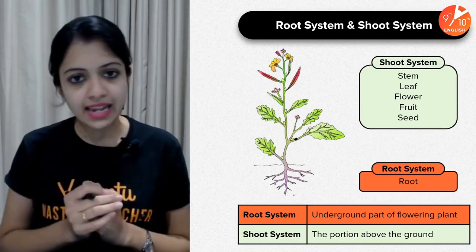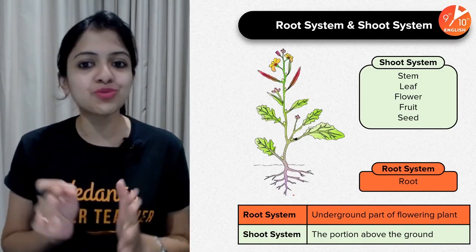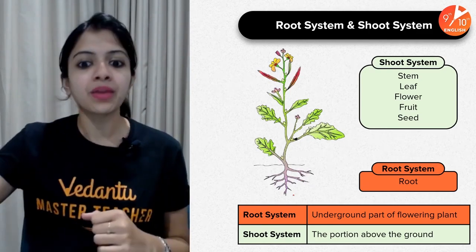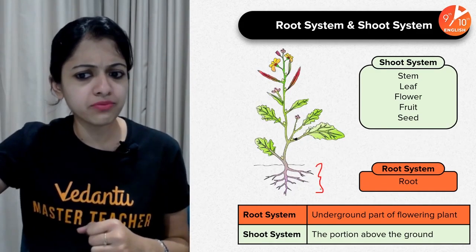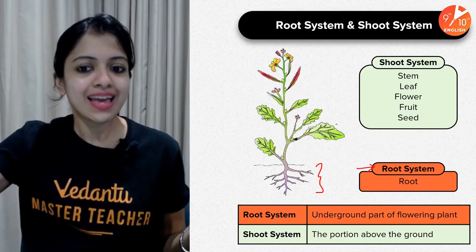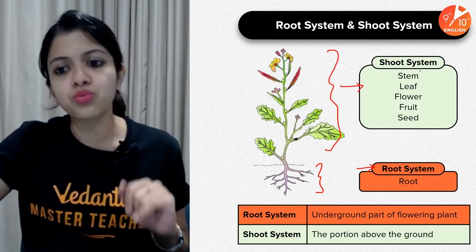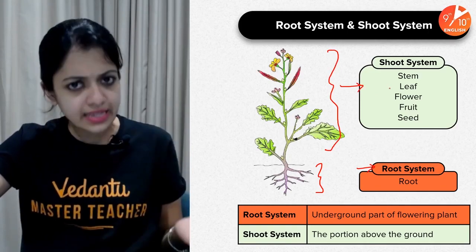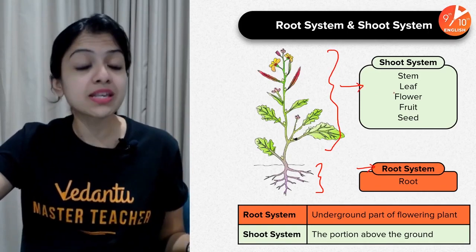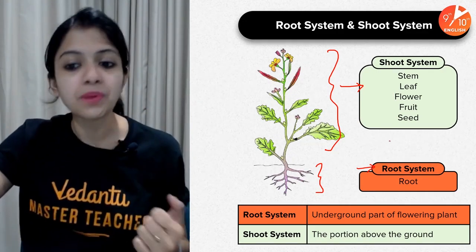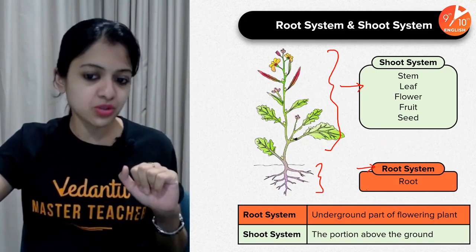Of course, ICSE Class 10 students, I know all of you know what a root system is and what a shoot system is. Everything that's below the soil, we call it the root system, right? And everything that is above the soil, we call it the shoot system. And what does it include? The stem, leaves, flowers, fruits, and enclosed seeds, if at all it's there within the fruit. All of those are part of the shoot system.